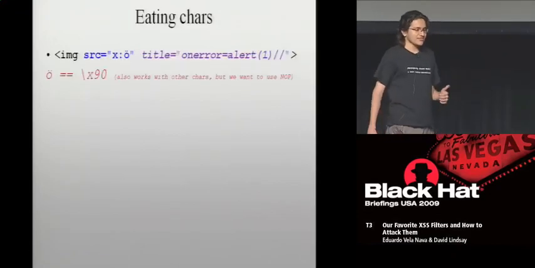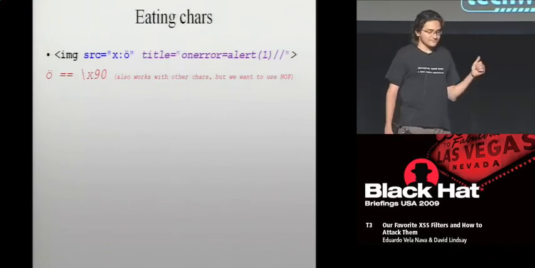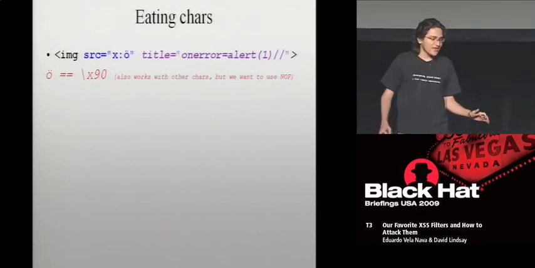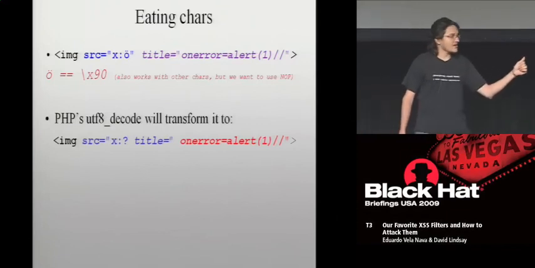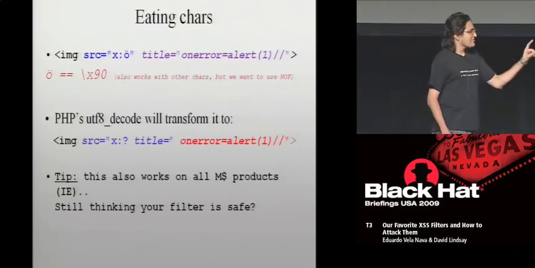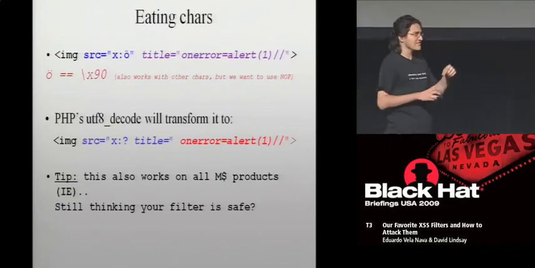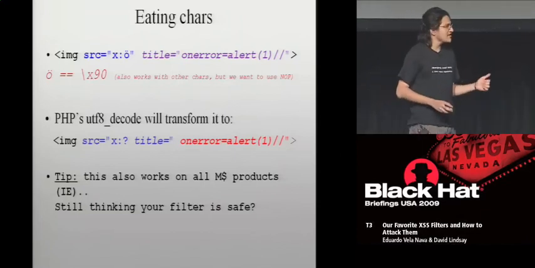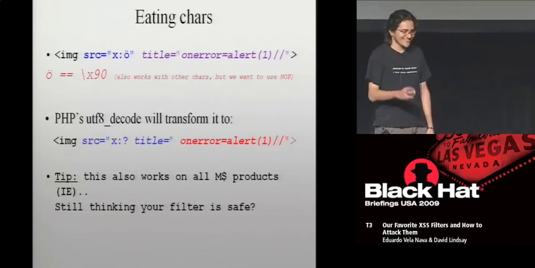There's also another attack called eating shards. So let's say that you have something like this. This is very interesting. Normally, this shouldn't bypass any filter at all. Anyway, PHP UTF decode will transform this into this, and it will execute your code. This also works on Microsoft products in Chinese. I thought this worked everywhere, but this morning, Eric Lawrence and I were trying to reproduce this issue, and he showed me that only the Chinese version works. So this is a downside of being in China.